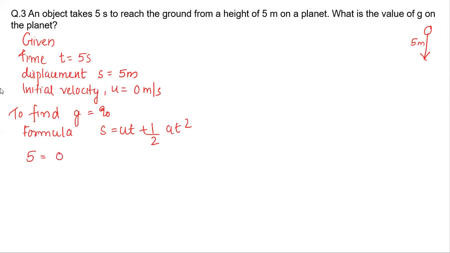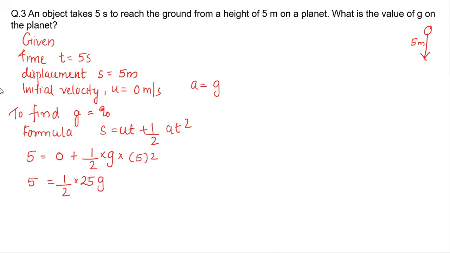So first term will become 0 plus half into a is equal to, object is moving in the direction of gravity. So a will be equal to G. So half G into t square. What is t? 5. 5 square will come. So we got 5 is equal to half into 25 G. 5 square is 25.